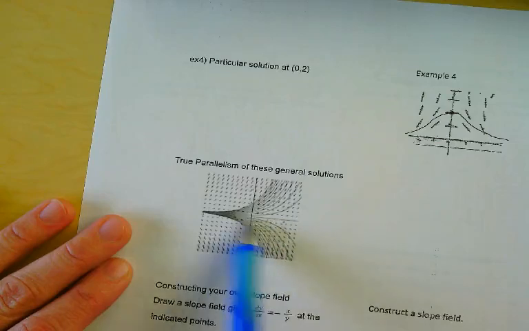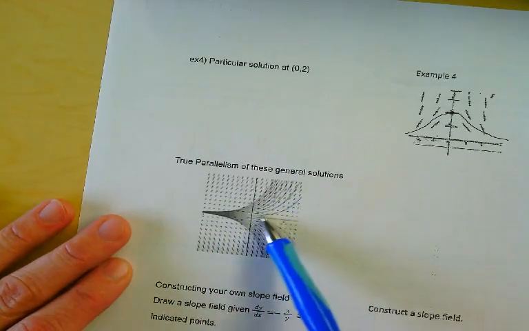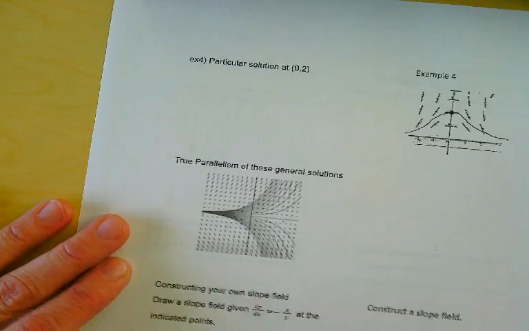Okay. And then in this example, you can just see the true parallelism of all these general solutions. It looks like there's some asymptotic line here that they're not touching, and again, they're just getting closer and closer and not touching, just going through different solutions.